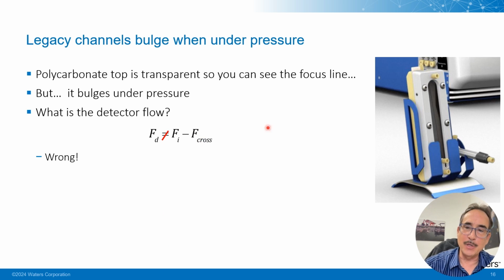And the reason it's wrong is once you pressurize it and this channel starts to bulge, it creates spare volume, and some of the fluid that goes into the channel fills up that new volume. And then later, as you reduce the cross flow and the pressure in the channel decays, that bulging goes away and it forces fluid into the detector flow. The net result is you don't know the detector flow very well with channels that use this sort of legacy design of plastic top and plastic bottom plates.